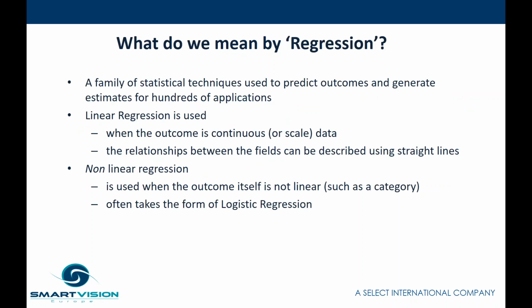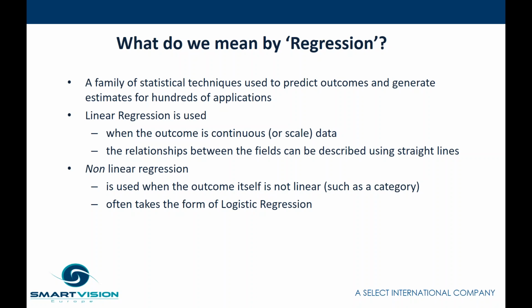So what we're going to start off is, first of all, by defining the term regression. Regression is a generic term, and it refers to a family of statistical techniques that are used to predict outcomes and generate estimates for literally hundreds of different applications. So we'll see some examples of those applications as we're going along.